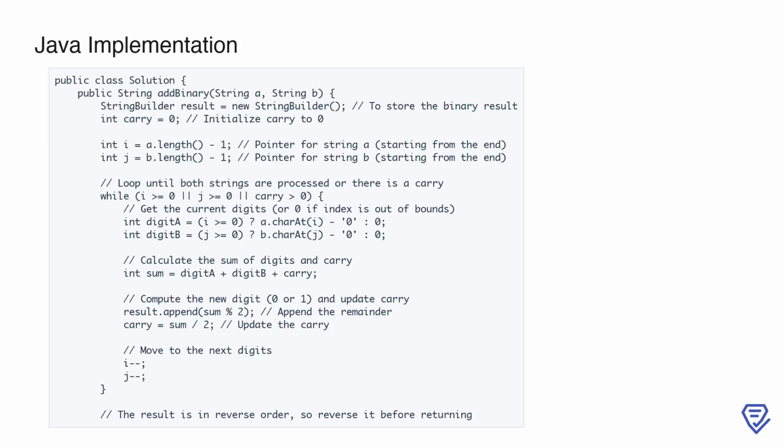Then, we enter a while loop that continues running as long as there are digits left in either string or the carry is greater than 0. Inside the loop, we retrieve the current digits from both strings. If a pointer goes out of bounds, we treat the corresponding digit as 0. This ensures that the loop handles strings of unequal lengths gracefully. We then calculate the sum of the current digits along with the carry. Using this sum, we determine the new binary digit to append to the result by taking the remainder when dividing the sum by 2, and we update the carry by performing integer division of the sum by 2. Finally, we decrement the pointers to move to the next set of digits in the strings.